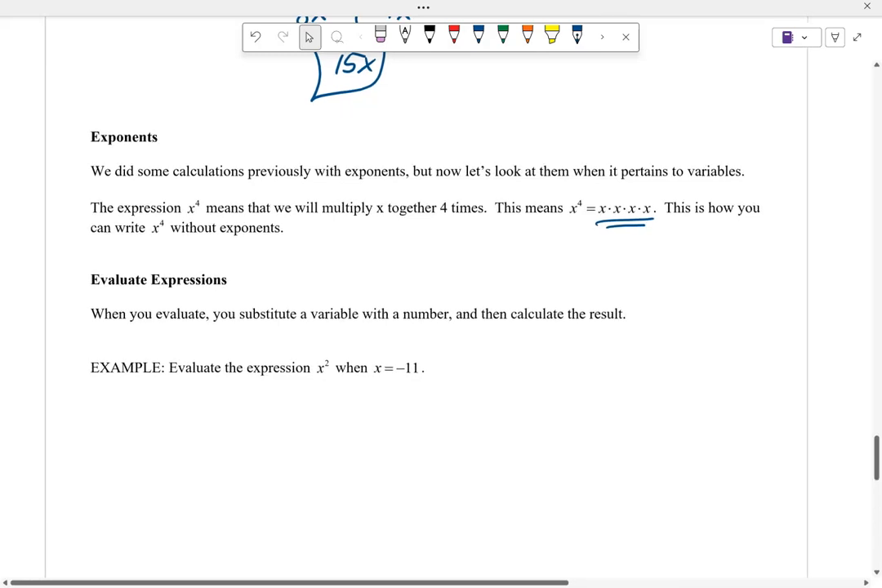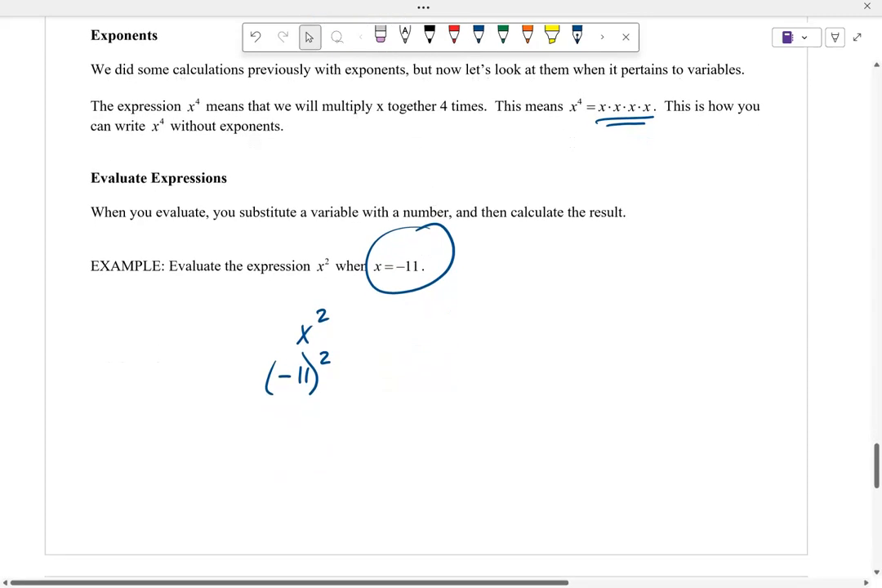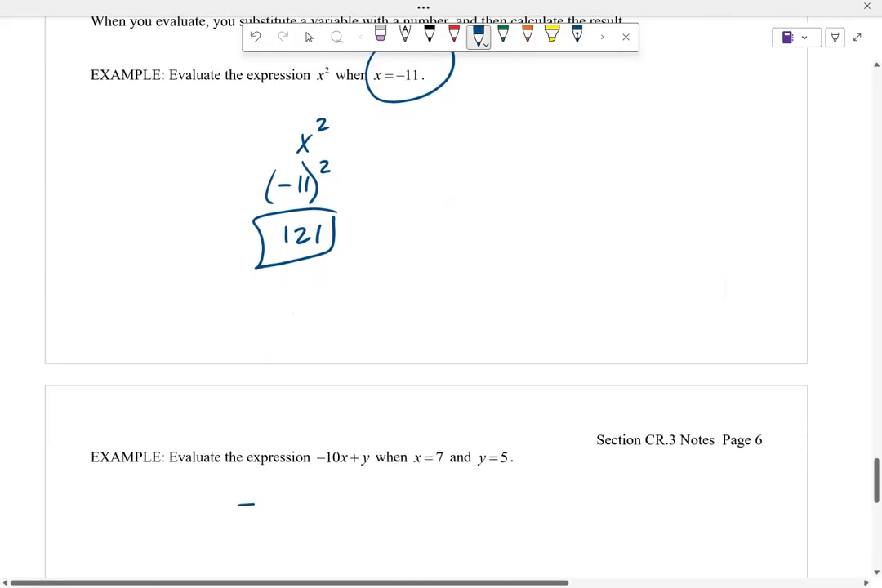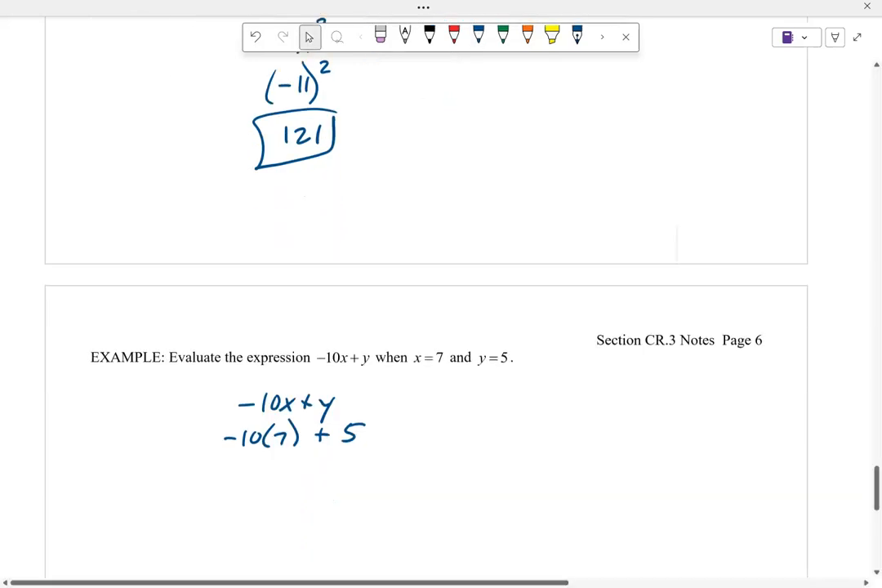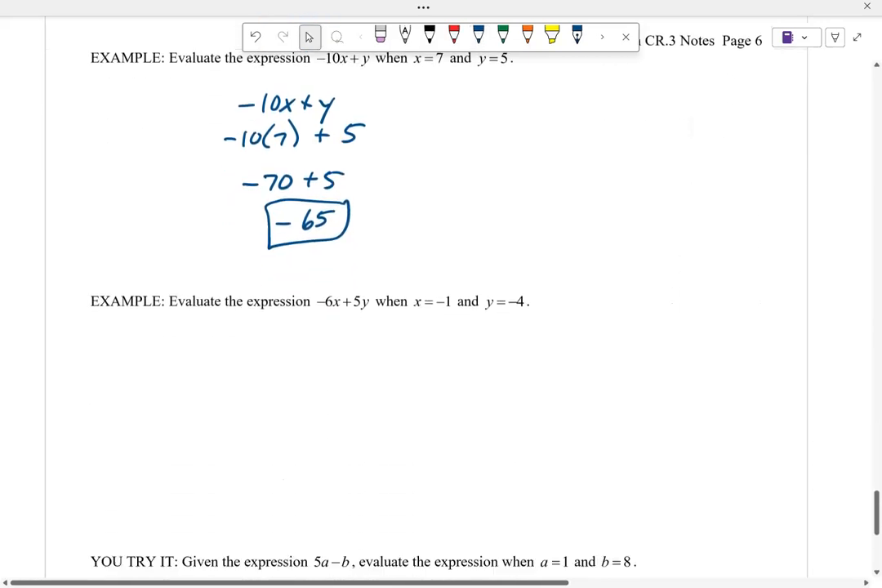But let's go ahead and evaluate the expression using the exponential notation there. We got x squared, and they're telling us what the x is. The x is negative 11. So let's just plug it in. Negative 11 times another negative 11 gives us 121. Let's do another one here. Now we've got an expression negative 10x plus y, where x is the 7, y is the 5. So it looks like here we've got negative 70 plus 5. So we've got negative 65 on that one.